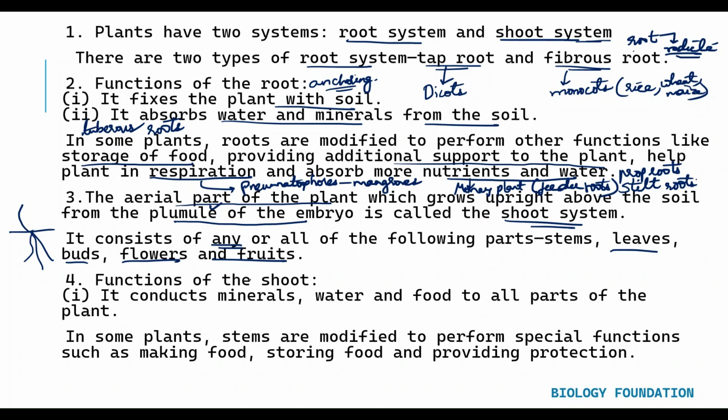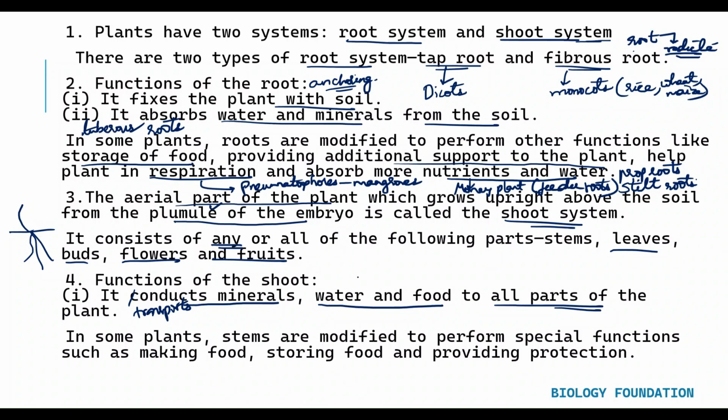What are the functions of the shoot? It conducts or transports minerals, okay, both mean the same. It transports minerals, water, and food to all parts of the plant. So the water and minerals which are absorbed by the root must reach all parts of the plant. So the stem helps in this. And even the food that is synthesized by the leaf must be transported to various parts of the plant. That is also in turn done by the shoot.